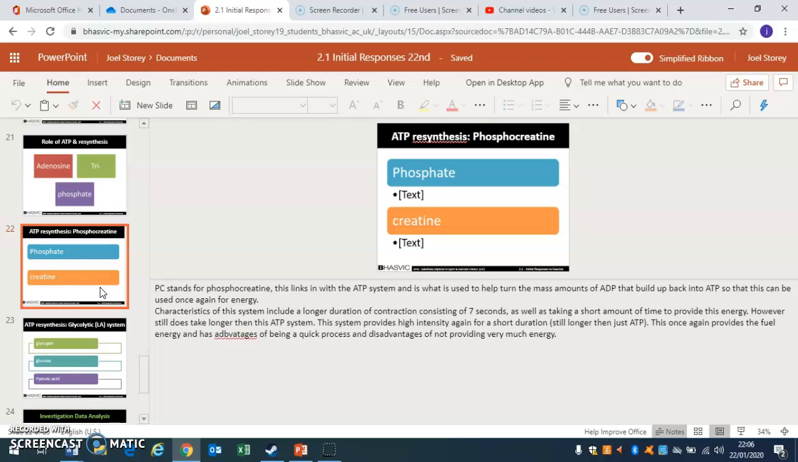ATP resynthesis, phosphocreatine. PC stands for phosphocreatine. This links in with the ATP system and is what is used to help turn the mass amounts of ADP that build up back into ATP, so this can be used once again for energy.